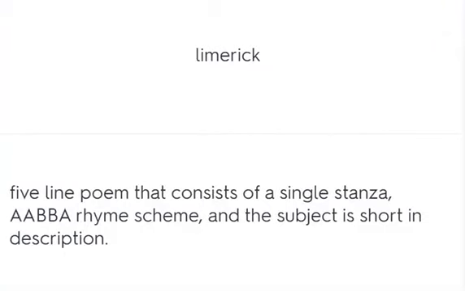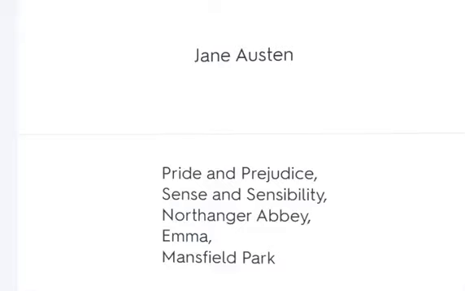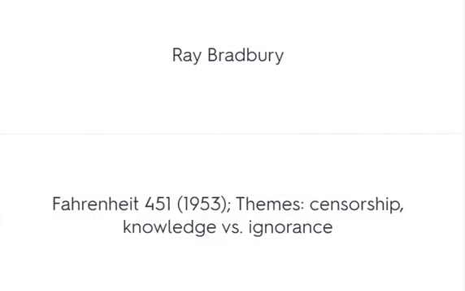Limerick: a five-line poem that consists of a single stanza with a rhyme scheme, and the subject is short in description. Maya Angelou wrote I Know Why the Caged Bird Sings; she was an African-American autobiographer and poet. Jane Austen: Pride and Prejudice, Sense and Sensibility, Northanger Abbey, Emma, Mansfield Park. Ray Bradbury: Fahrenheit 451. Themes: censorship, knowledge versus ignorance.